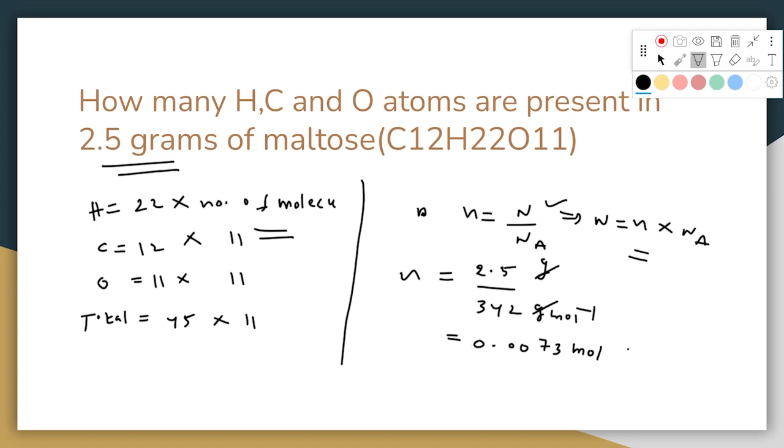How can you get the number of molecules? Number of moles into Na. Okay, this is the value of the number of molecules. Simple. Now you have to calculate the number of hydrogen atoms: 22 into number of molecules, 0.0073 into Na. Carbon atoms, 12 into this value. Oxygen, 11 into this value. Total number 45. How can you get this 45? 12 plus 22 plus 11, 45. So 45 into this value. Okay, that's it.